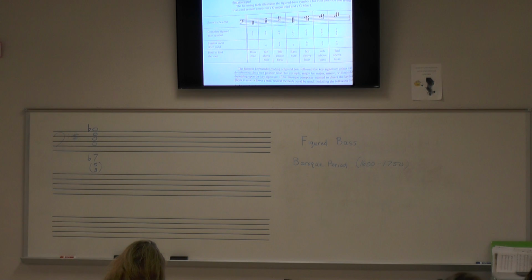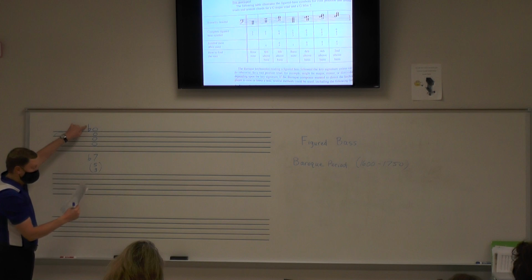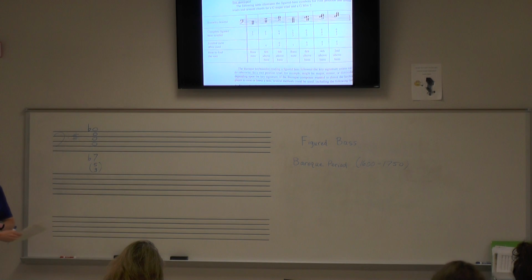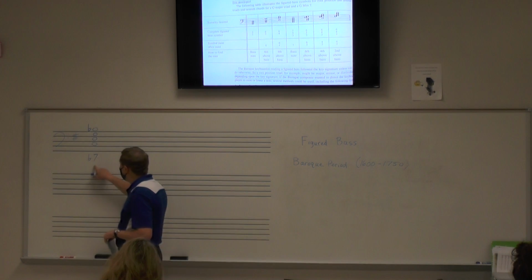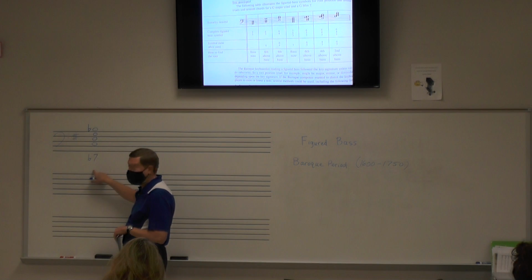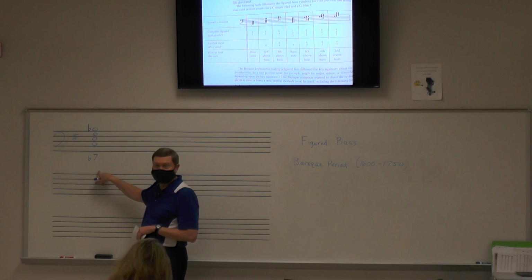So again, an accidental next to a number told the keyboardist to apply that very accidental to the note at that interval above the bass. Yes? What if the composer wanted them to alter the 5 or the 3? Then, yeah, the composer would have to show the 5 or the 3 with an accidental next to it. That's right.